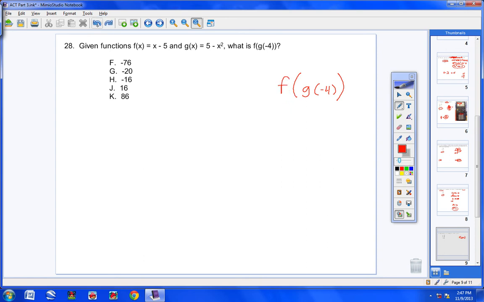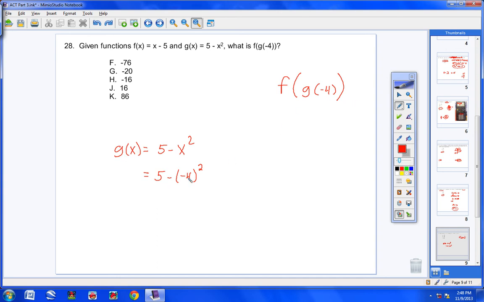Now what that simply means is you take your g function, which is right here, and you substitute negative 4 in for x, okay? So here's my g function. Are you ready? G of x equals 5 minus x squared. So g of x equals 5 minus, and then parentheses, negative 4, and then notice the squared on the outside, okay? So where x is, I put negative 4. Why negative 4? Because it says g of negative 4. What that means is I want to evaluate the function g at negative 4.